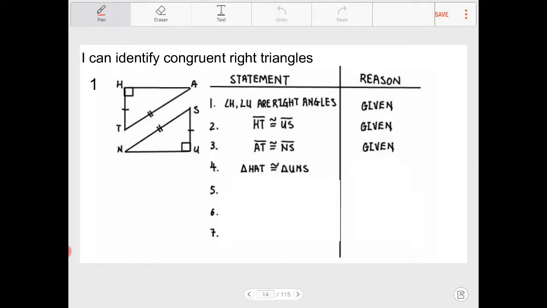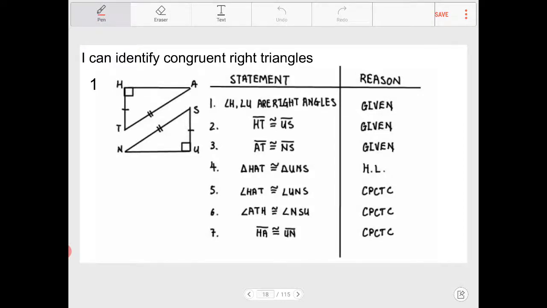And the reason for this is because of hypotenuse leg. Okay, so what other things can we say are going to be congruent as a result of these two triangles being congruent? We know that all the other sides and angles, okay, so angle HAT must be congruent to angle UNS, angle ATH must be congruent to NSU, and side HA must be congruent to side UN.